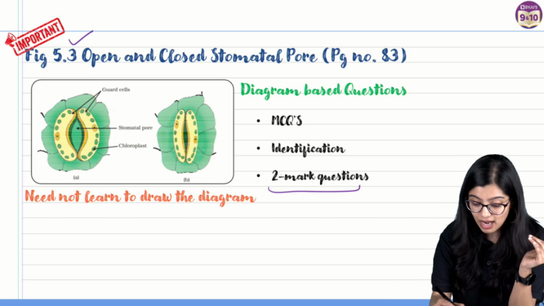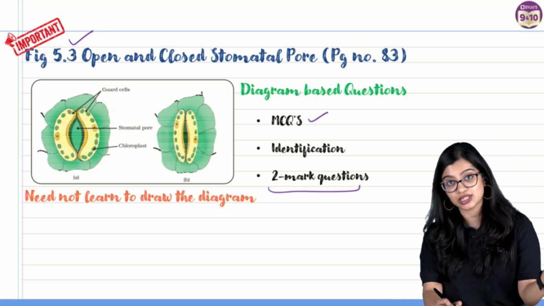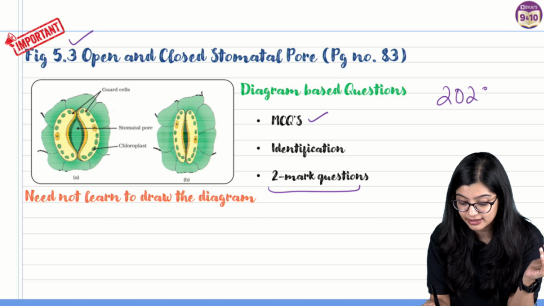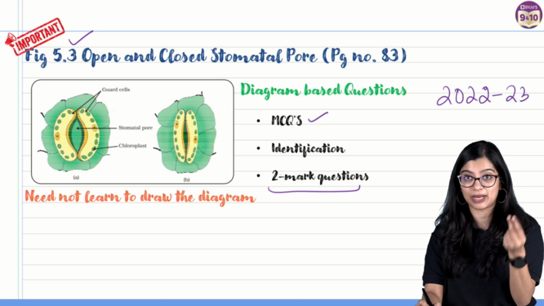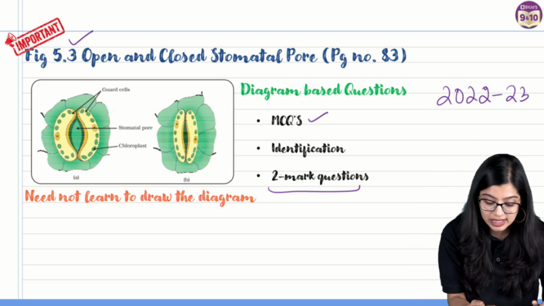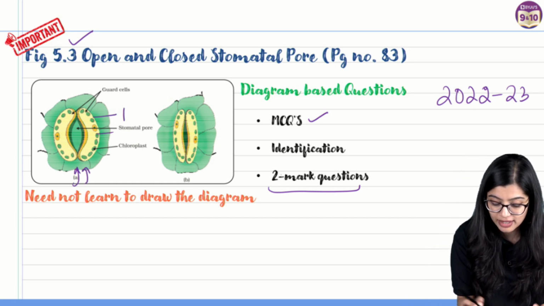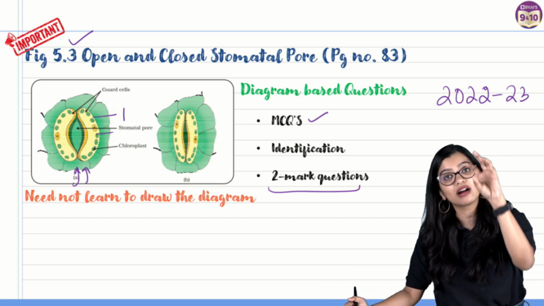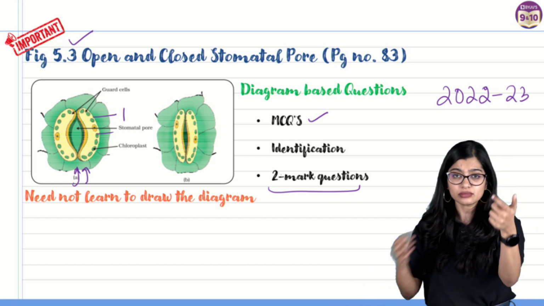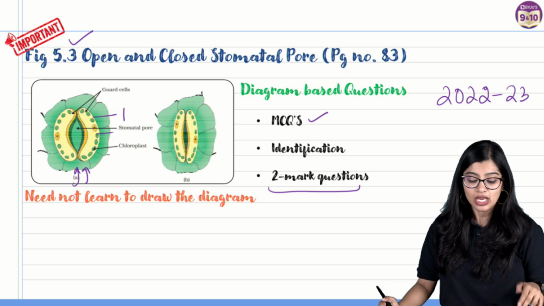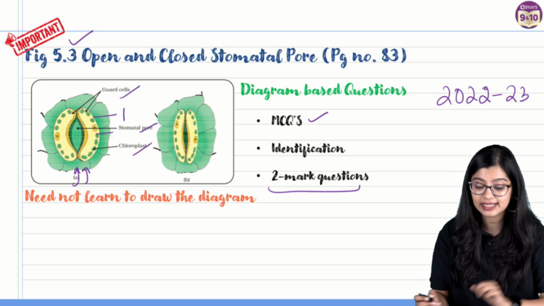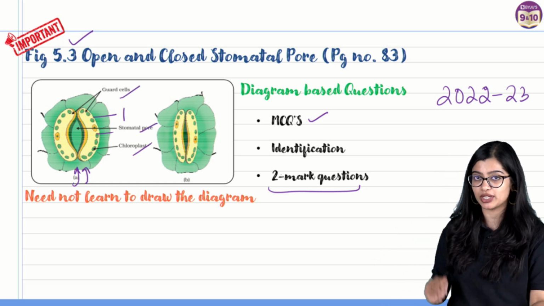And again, they can ask you MCQ questions. Again, just last year in 2022-23, if you check some of the board exam papers or some sets of it, you see that this particular diagram has come where they have labeled the parts as 1, 2, 3 and 4, and you have to pick the correct option from which all the parts are marked correctly. So that's why the labelings and identification is important for this particular diagram.